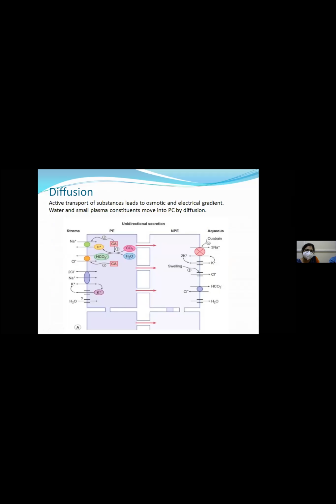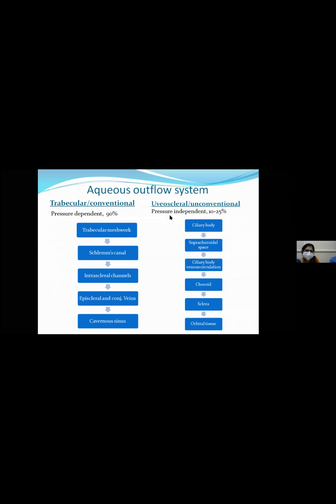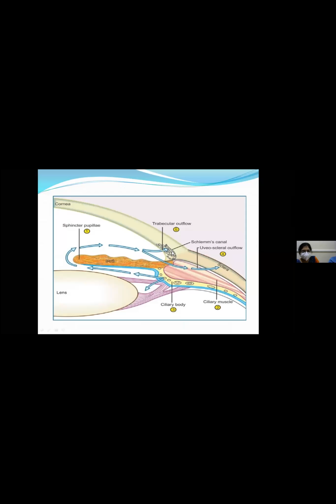So now that aqueous humor is formed and moved into the posterior chamber, it goes into the anterior chamber, where it circulates. From there, the outflow system is of two types: trabecular outflow and uveoscleral outflow. Trabecular outflow is the conventional type. It constitutes about 90% of the outflow and it's pressure dependent. From the trabecular meshwork into the Schlemm's canal, and then into the episcleral veins and conjunctival veins, and finally draining into the systemic circulation.